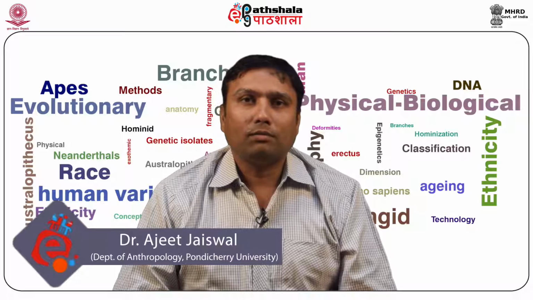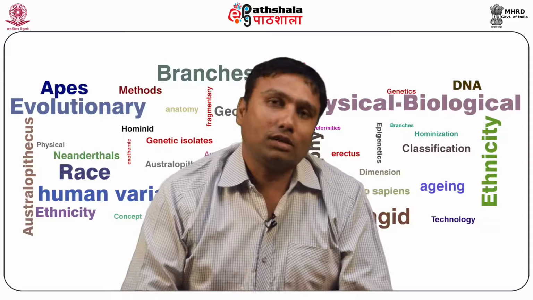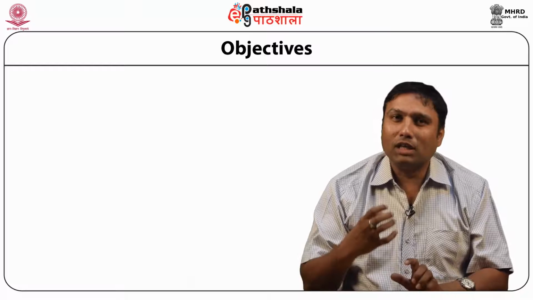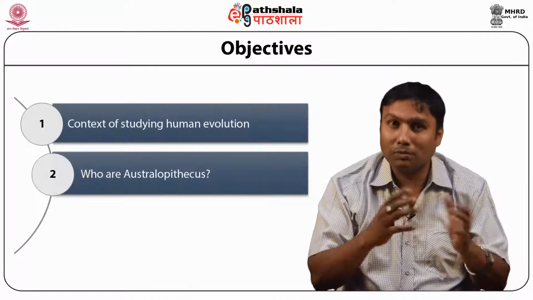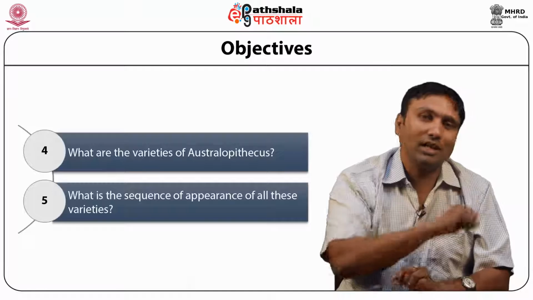Today we are going to discuss a topic, Australopithecus, under the paper Physical and Biological Anthropology. Student, in this module, we are going to study the different contexts of studying human evolution. Who are Australopithecus? What are the spatial and temporal distributions? What are the varieties of Australopithecus? What is the sequence of appearance of all these varieties? Let me give you a glimpse of information in the form of introduction.